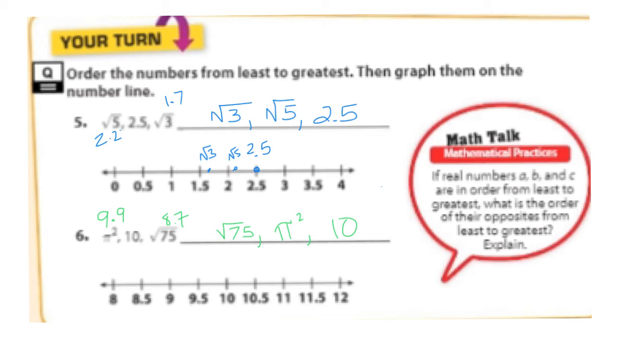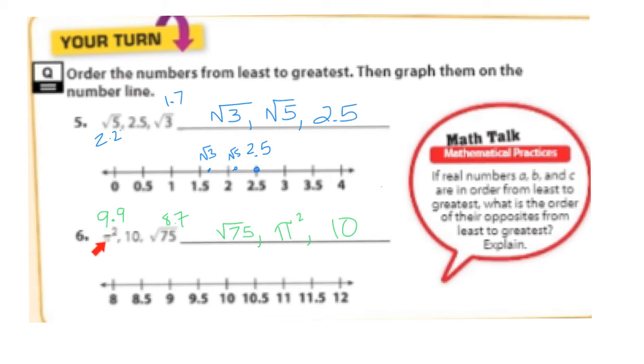Okay, so what I did here is I found the square root of 5, which is about 2 and 2/10, and the square root of 3, which is 1 and 7/10. Just looking at these two, they both have the same symbol, the square root. 3 is smaller than 5, so I know the square root of 3 is going to be smaller than the square root of 5 when I put them in order from least to greatest. So the square root of 3 is smallest, the square root of 5 is next, and 2 and 5/10 is the largest. Then I also mark them on the number line.